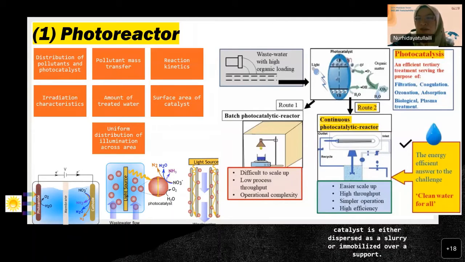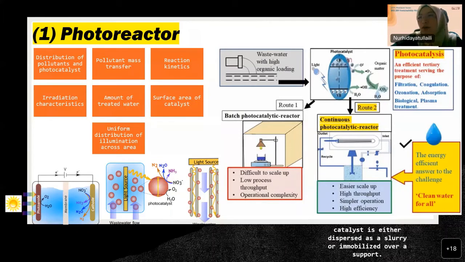So there are some parameters that should be considered, for example, for the light source, for the synthesis, the characteristic of the catalyst itself, and also the medium of the water pollutants. So for that, there are some considerations that should be kept in mind when you want to develop or commercialize the system.